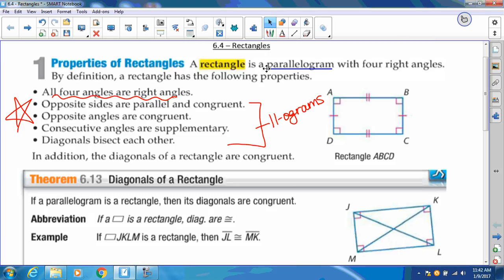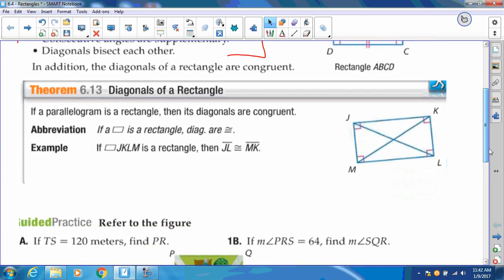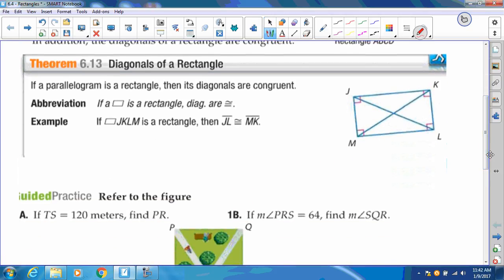Now, something new that's specific to a rectangle is something about its diagonals. So up above, we know that the diagonals are bisecting each other, but what we also know is that in a parallelogram, if it's a rectangle, the diagonals are congruent. So in this case, segment JL would be congruent to segment MK, but what that also means is that all four parts are going to be the same because they also bisect each other.